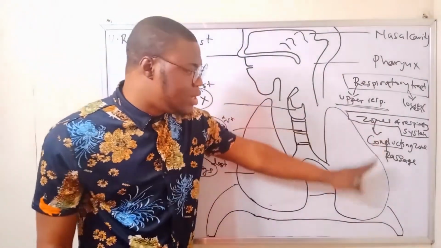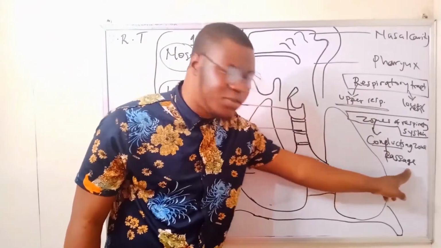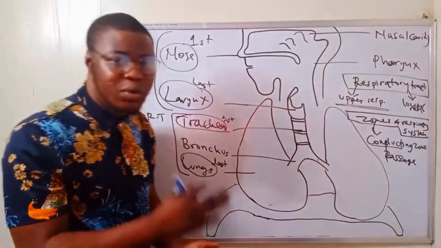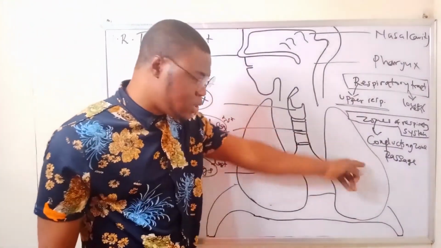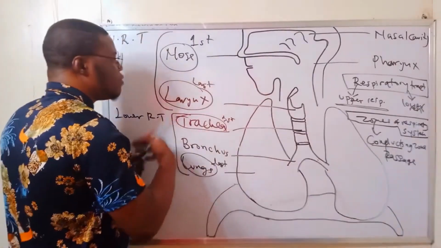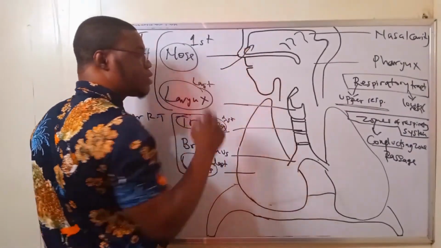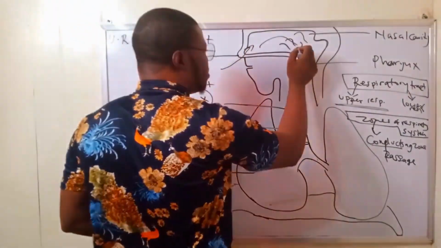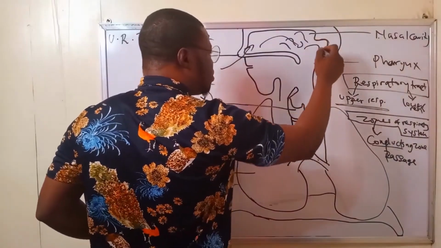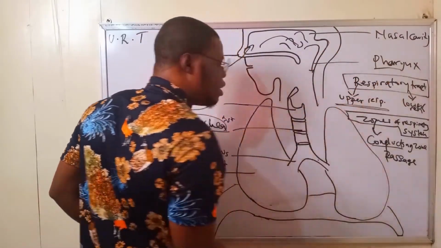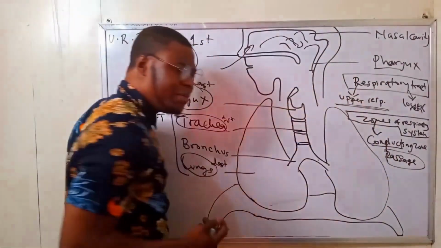And now the conducting zone of the respiratory system is actually the zone that allows for the passage of air. So everywhere that air passes through is a conducting zone. Which means if air passes through the nose, the nasal cavity is also a conducting zone, into the pharynx. The pharynx is a conducting zone because it is allowing the passage of air. I hope you are getting that.